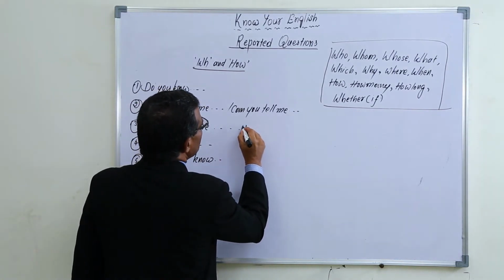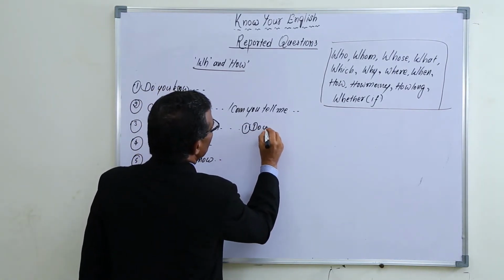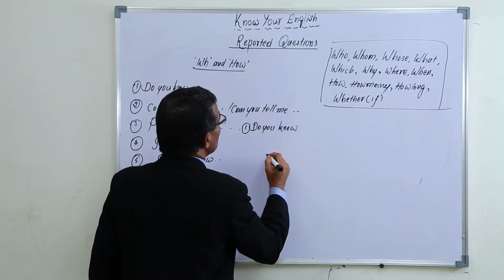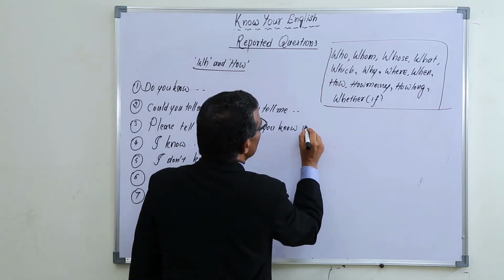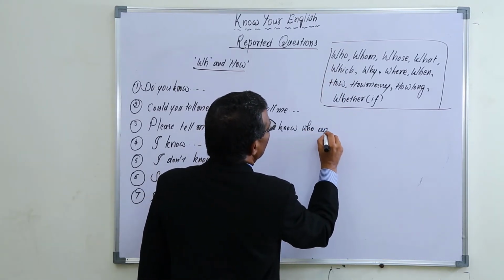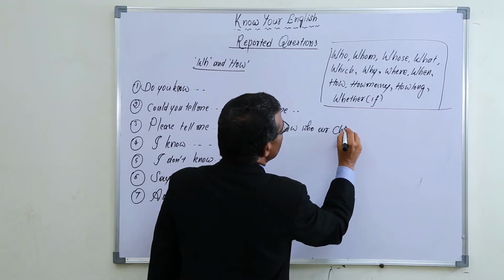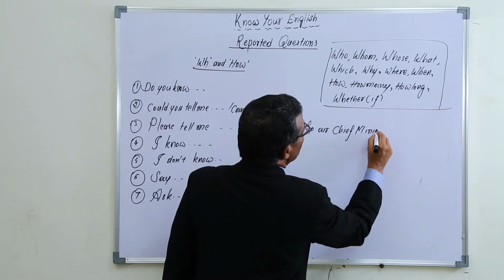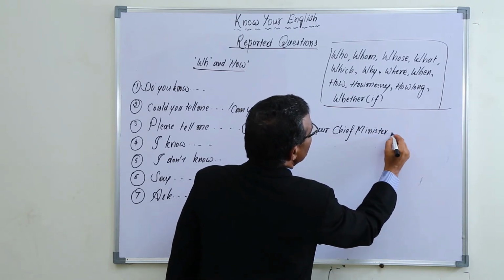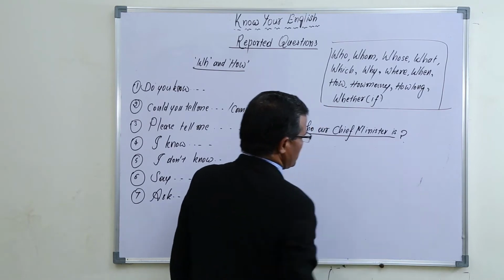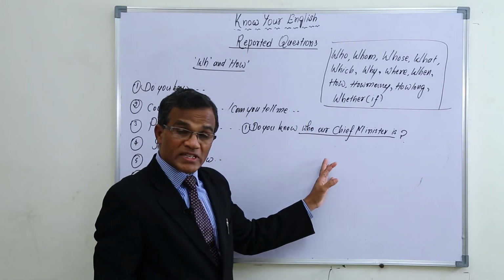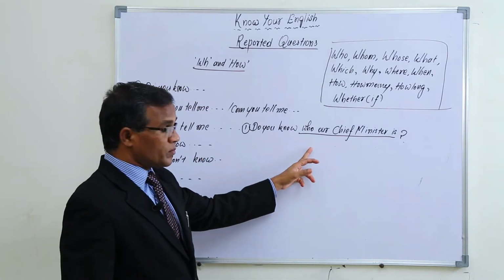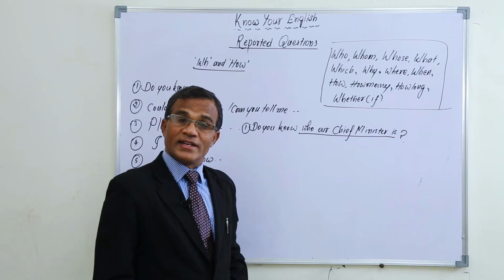For example, you see, do you know? If I take who, our chief minister is. Do you know who our chief minister is? Who our chief minister is. But the general question is, who is our chief minister? The real question is, who is our chief minister? But as it is a reported question, who our chief minister is.